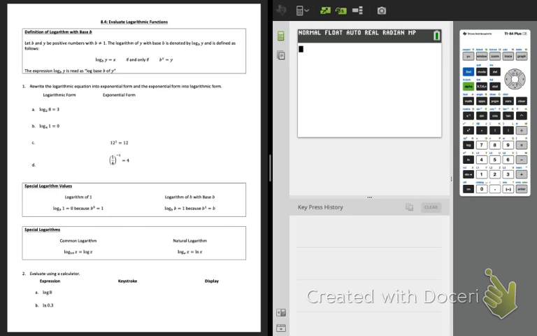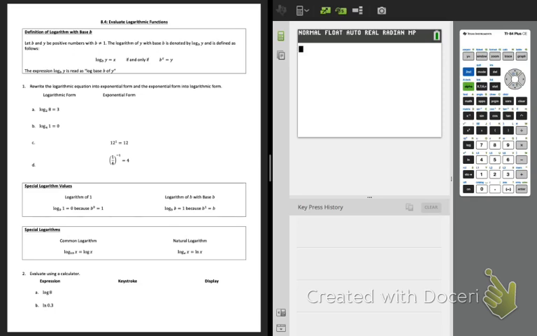So what we're going to look at here first is how do I flip between the two forms? How can I turn a logarithm into an exponent, and how can I turn exponential form into logarithmic form? So why don't we take a look here at the first set of examples here, A, B, C, D.